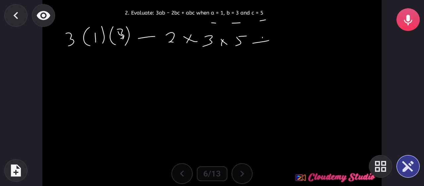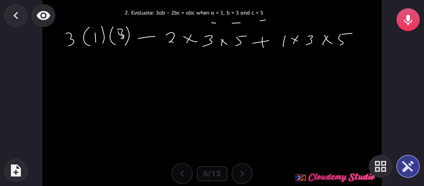Now, second example, they say we should evaluate 3ab minus 2bc plus abc, given that a equals 1, b equals 3, and c equals 5. This question is quite easy. We'll just input our values here. What are we going to be having? We're going to be having 3ab, that is 3 multiplied by 1, then multiplied by b, which is 3, minus 2bc, that is 2 multiplied by b, what is my b? That is 3, multiplied by 5, plus abc, that is 1 times 3 times 5.